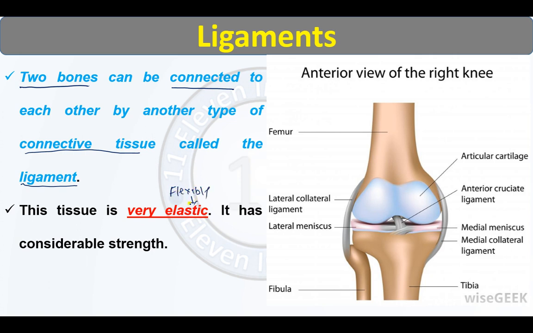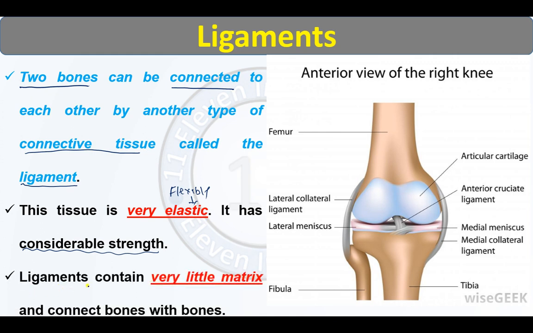Right, elastic or flexible. The tissue is very elastic and it has considerable strength. It means if you fold it, it will not break down easily. Bones will break down. Although they are rigid, bones also have strength, but bones are rigid in nature. When you try to fold them, they will break down. But ligaments are elastic, and being elastic, they also have strength, so when folded, they will not break down. They will just provide you some motion. Fine. So this is about the ligaments.